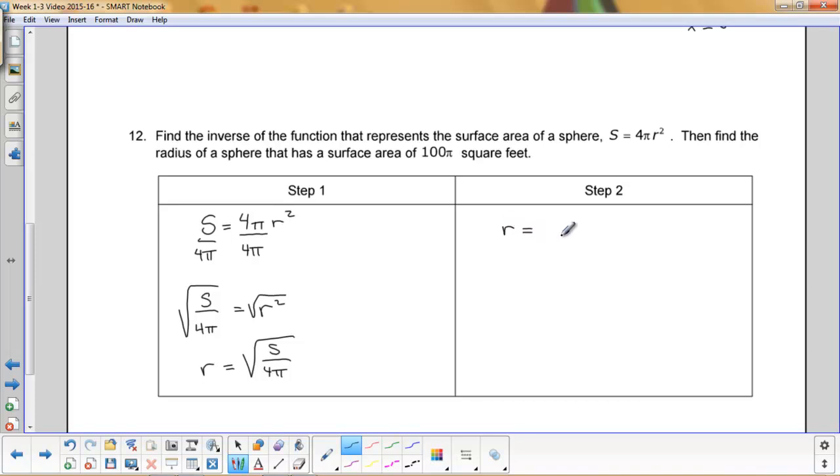Now I'm going to answer the question that it's asking. What is the radius if the surface area is 100 pi? The pi's cancel, and 100 divided by 4 is 25. The square root of 25 is 5, so the radius of my sphere is 5.